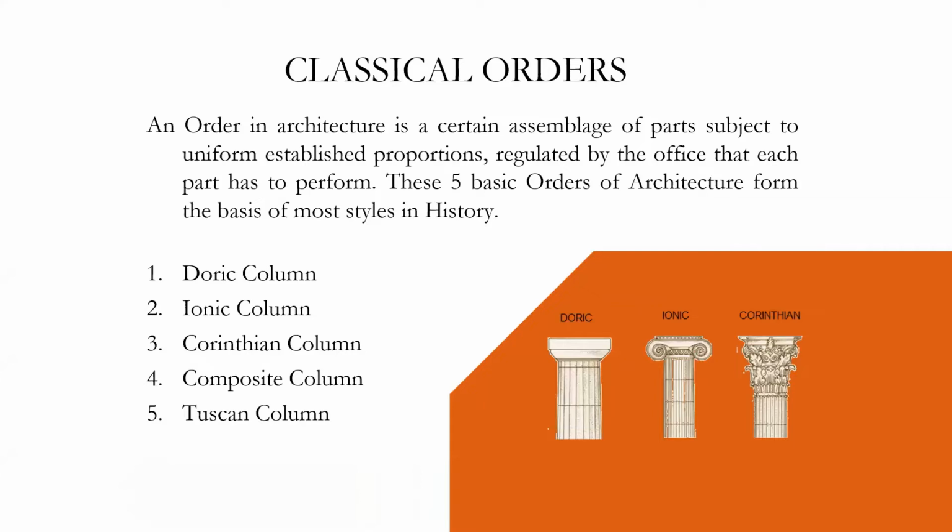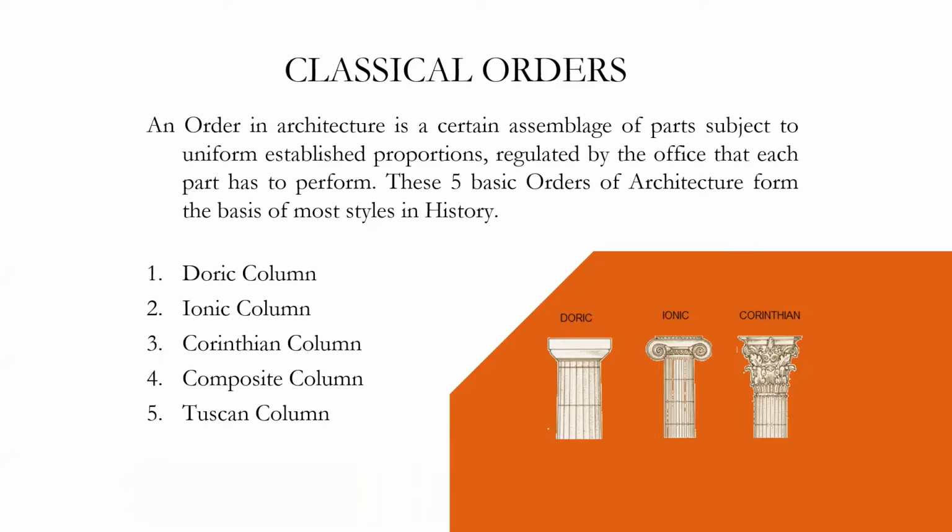Classical orders. An order in architecture is a certain assemblage of parts subject to uniform established proportions, regulated by the office that each part has to perform. These five basic orders of architecture form the basis of most styles in history.